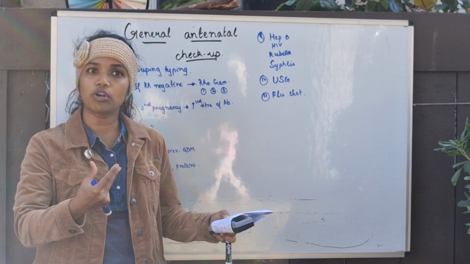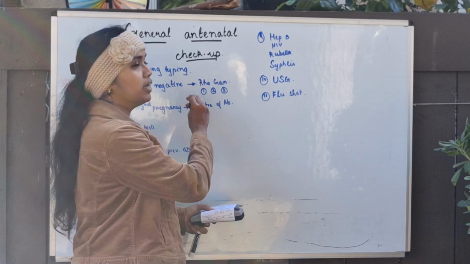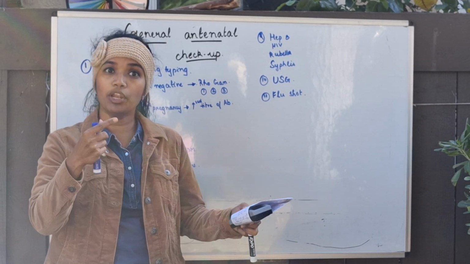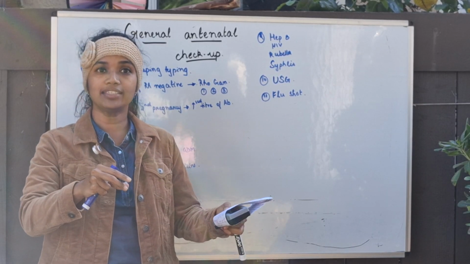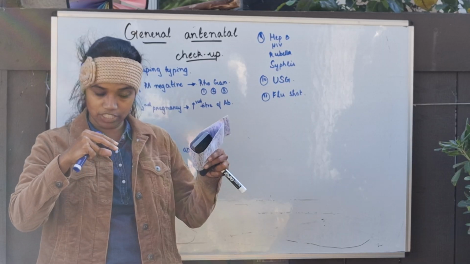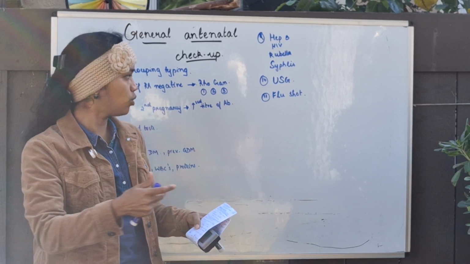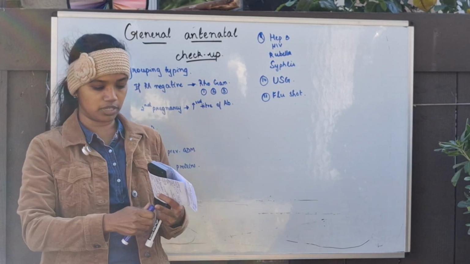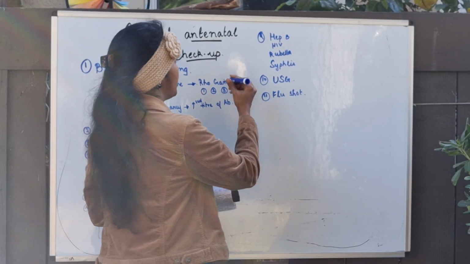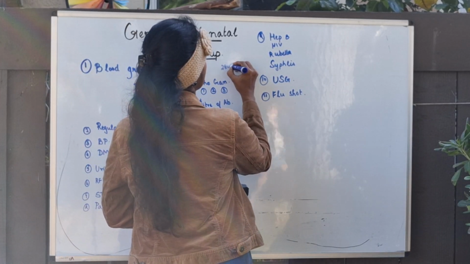So what are the antibodies? That is the RhoGAM. This RhoGAM antibody will neutralize the RH antigen which has entered the mother's circulation. So that is the role of it. So when do we give the RhoGAM antibody? The RhoGAM is given at 28 weeks.